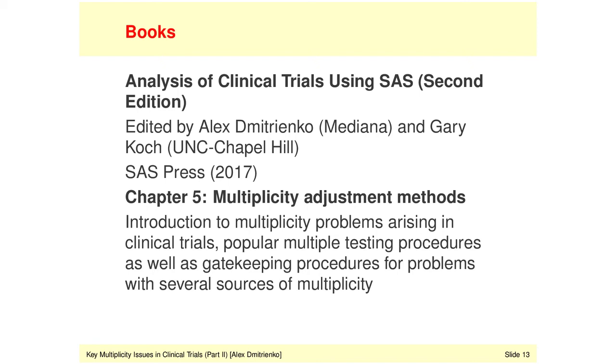The second edition covers a broad range of statistical topics from early phase to late phase trials, and Chapter 5 gives an introduction to multiplicity issues arising in clinical drug development with a large number of case studies based on phase 3 clinical trials. The chapter begins with traditional multiplicity settings, but in the last section of the chapter, we focus on advanced multiplicity problems with several sources of multiplicity and introduce popular gatekeeping strategies, and also touch on many important topics that will be presented in this course.